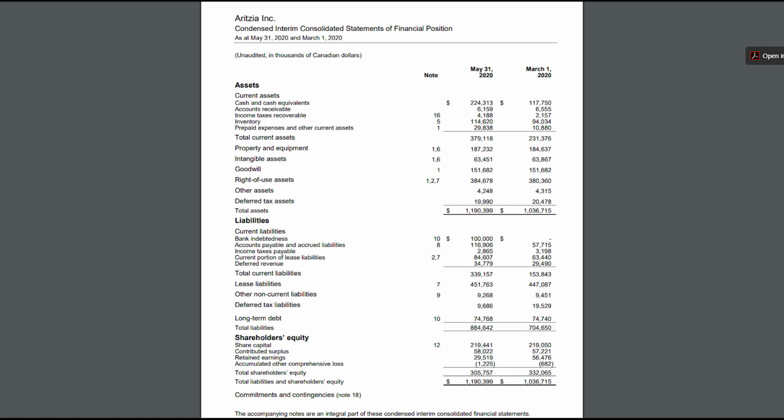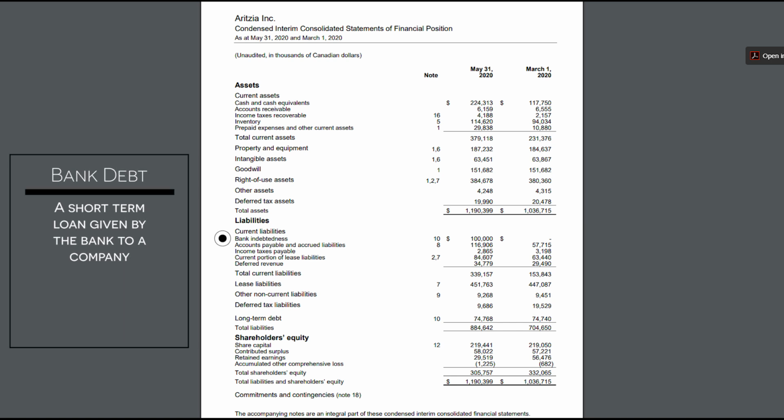So moving on to liabilities. And the first thing we're going to talk about is the current liabilities. So the current liabilities are very similar to the current assets, except it is money that the company owes and is going to come due in the next 12 months. So let's take, for example, something like bank indebtedness. This is typically a short-term loan given by the bank to a company.